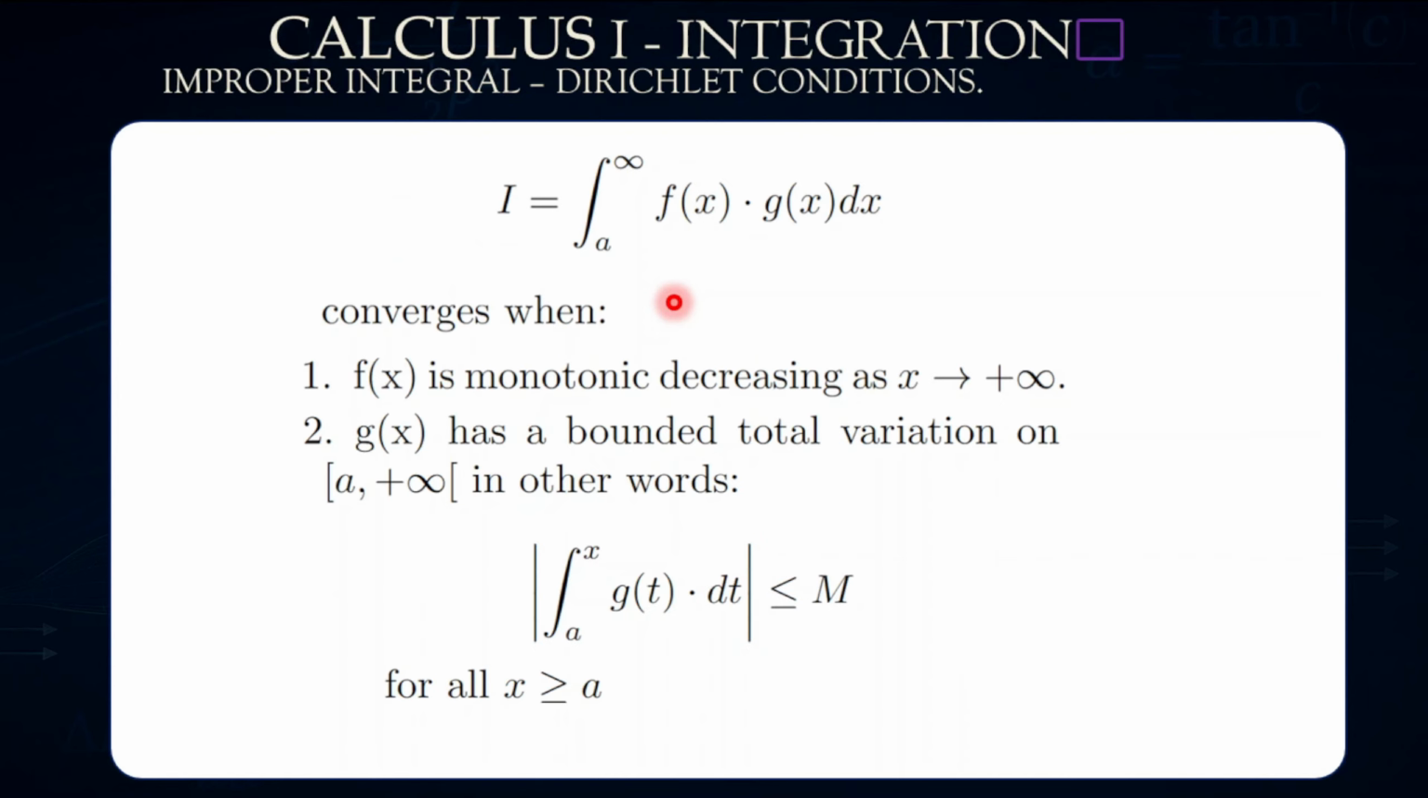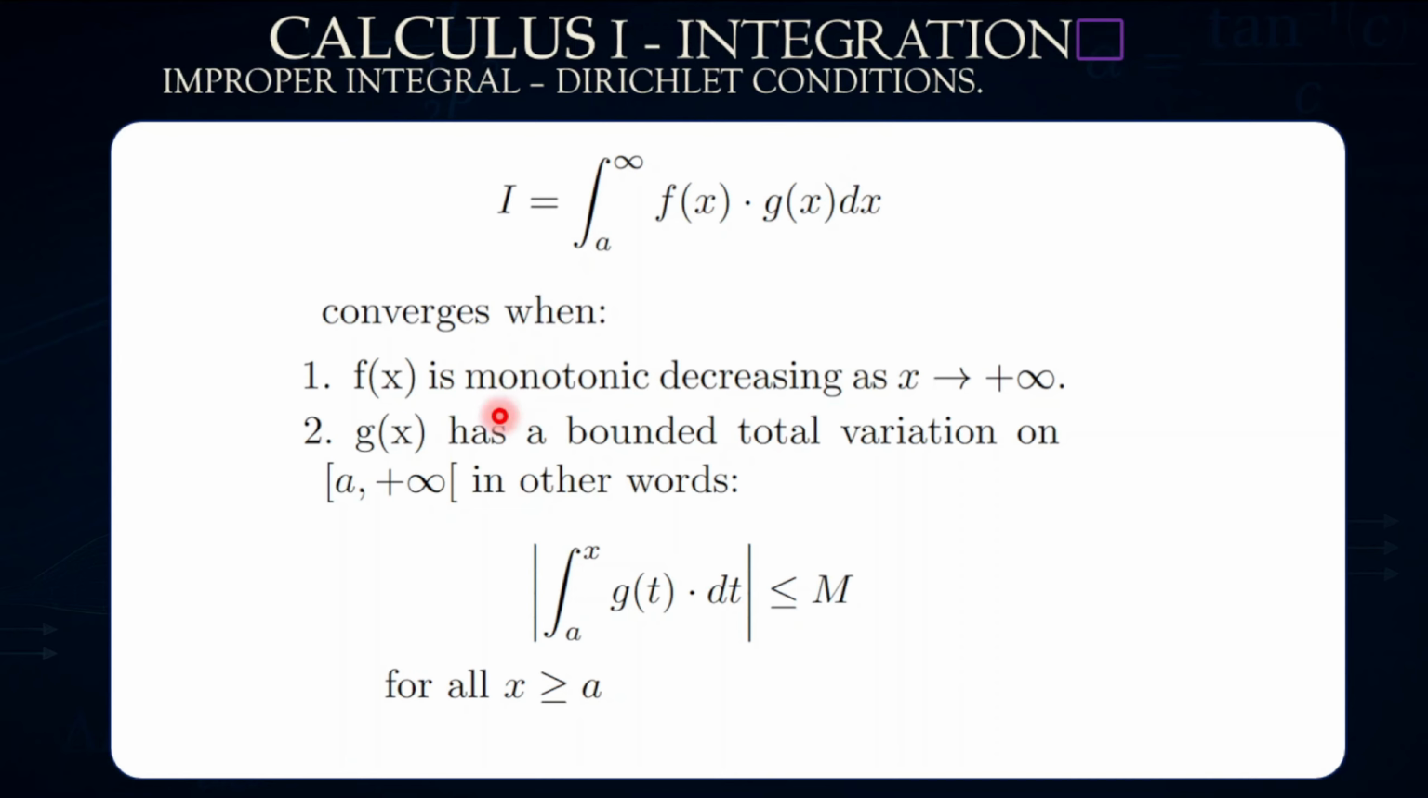So how do we study an integral like I equals the integral from a to plus infinity of f(x)g(x) dx when it is not solvable? This converges according to Dirichlet. These are called Dirichlet's conditions.